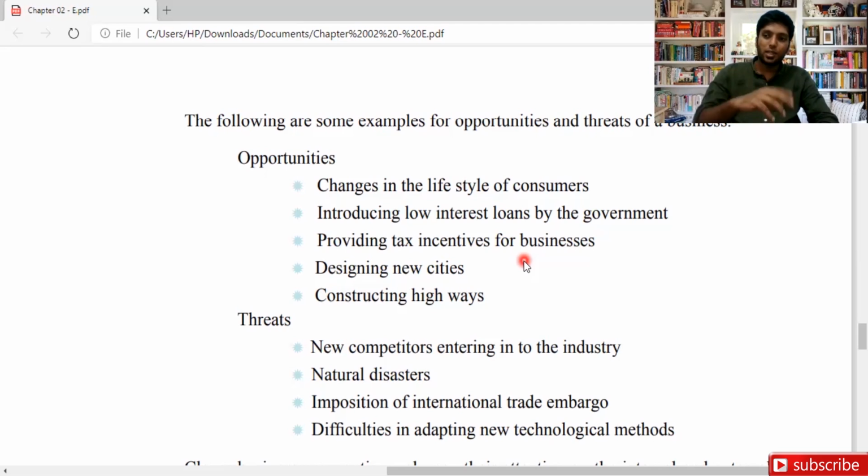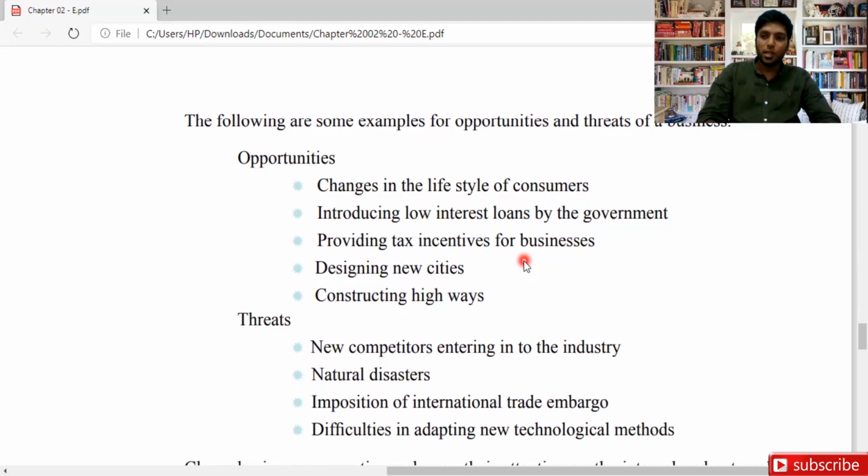Construction, highways can help your business to move your items from one place to another. So this moving of resources, we say as mobility of resources. You can move the resources as fast as possible. So these are all considered as a part of opportunity. So opportunity is not in your hand. Business is getting because of government.